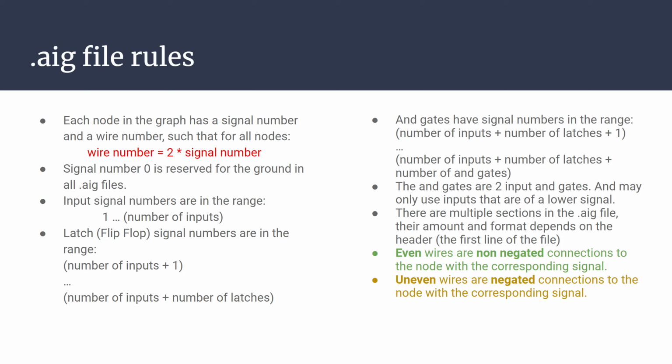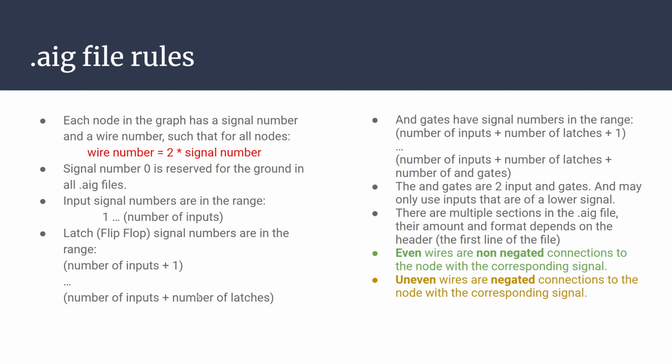I'm not sure if this conveys it, but basically, if you have 0 inputs, then there's just no input signals. Latches and flip-flops go from number of inputs plus 1. So we start from the number of inputs and add 1, so we go to the chunk that's after it, and the chunk is of size number of latches.